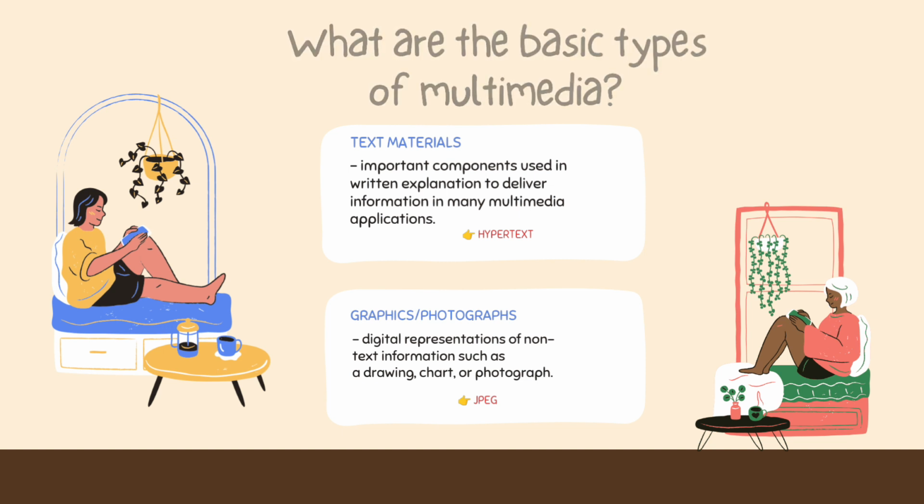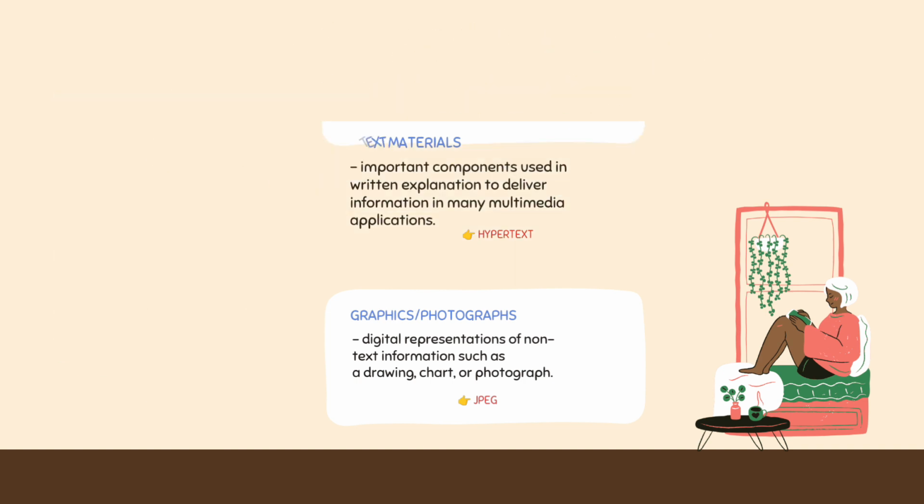The second one is the graphics or photographs. These are digital representations of non-text information such as a drawing, chart, or photograph. They give ideas in the images with the help of memory and are one of the oldest forms of media. The example of graphics and photographs is the JPEG.